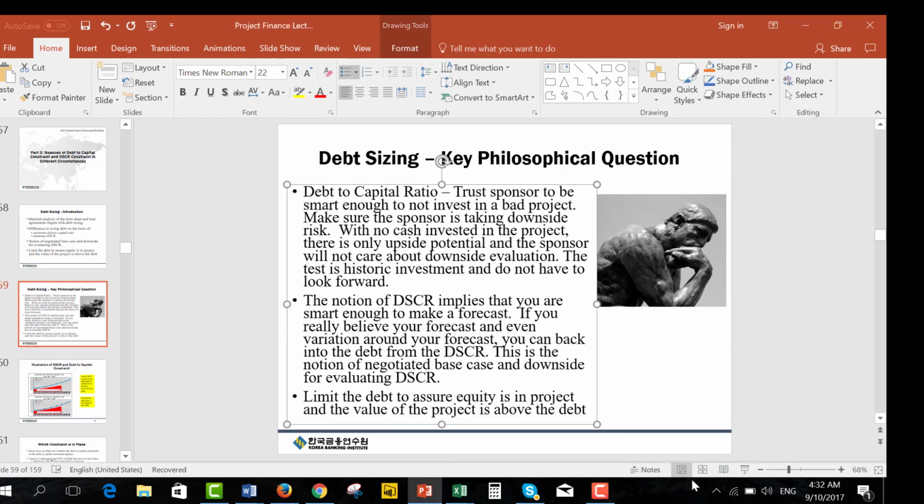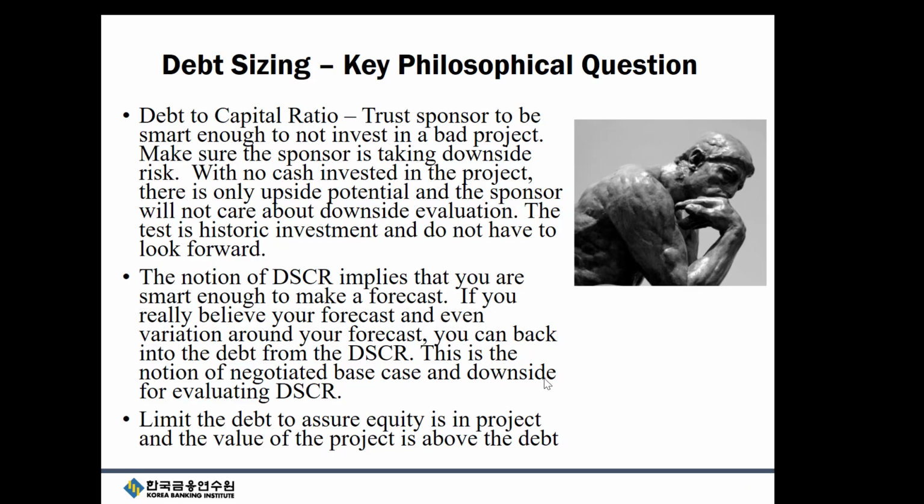I said, well, you know, if the DSCR, you have to believe you're smart. You have to believe you can make a forecast. This one, you're going to believe the sponsor's analysis. Here, you're going to believe your own forecast. And if you believe it, you can even put a variation around your forecast. So you can use all those kind of things like the break-even points that we discussed in part one.